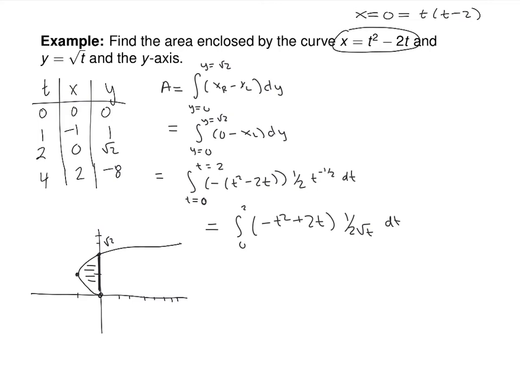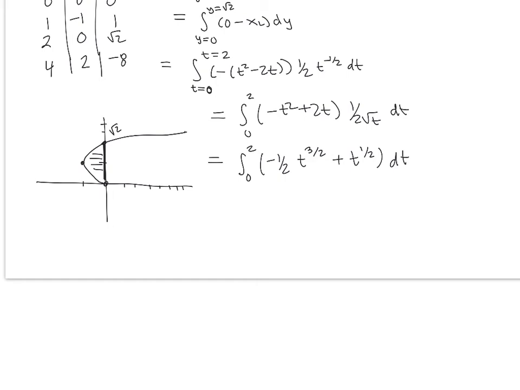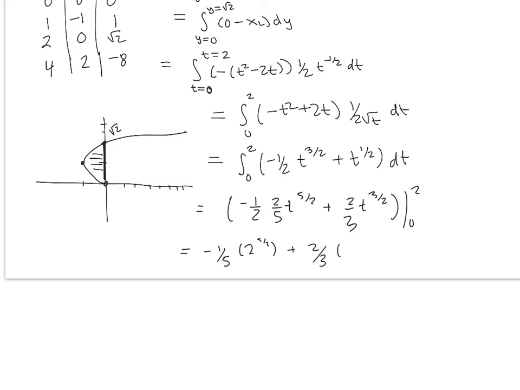Let's distribute that 1 over 2 root t, and that will give us the integral from 0 to 2 of negative 1/2 t to the 3/2 plus t to the 1/2. The exponents are a little bit disgusting, but from here you should be able to get the integral. So the antiderivative is negative 1/2 t to the 5/2 times 2/5 plus t to the 3/2 times 2/3, evaluated from 0 to 2. So you have negative 1/5 times 2 to the 5/2 plus 2/3 times 2 to the 3/2 minus 0.